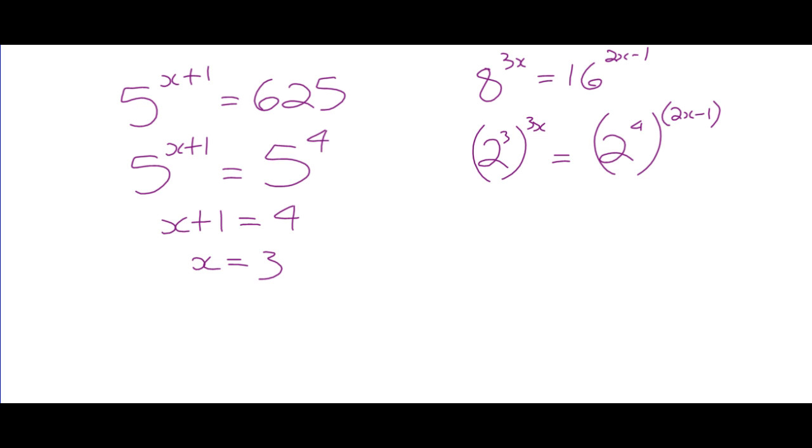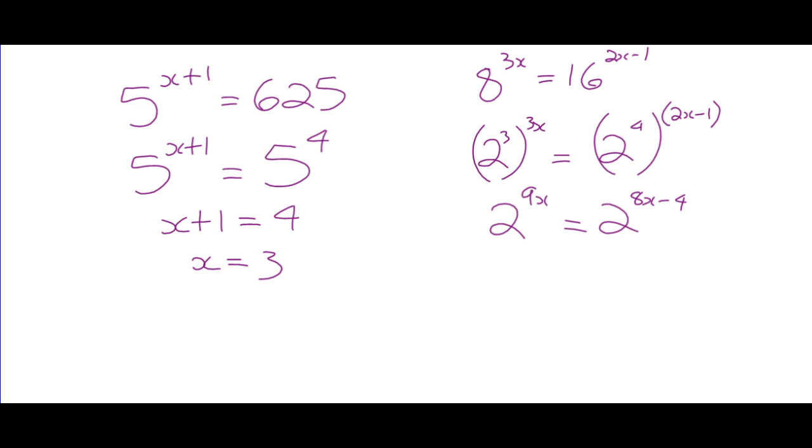So what's the expression on the left side? 2 to the power of 9x. Power to a power says you multiply. 3 times 3x, 2 to the 9x. What do we get over here? 2 to the 8x minus 4. Okay, so it's 4, and this time we put the 2x minus 1 in parentheses to remind us that we have to distribute the 4, so 4 times 2x minus 4 times 1.